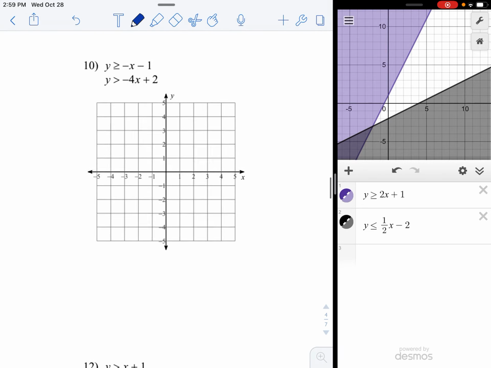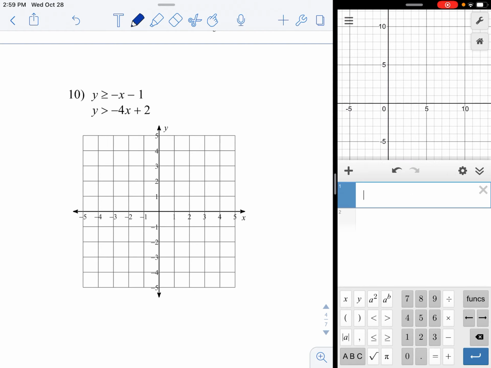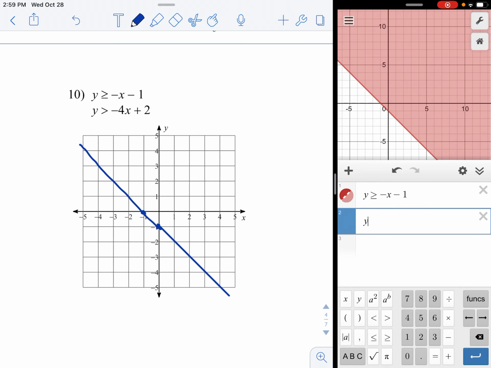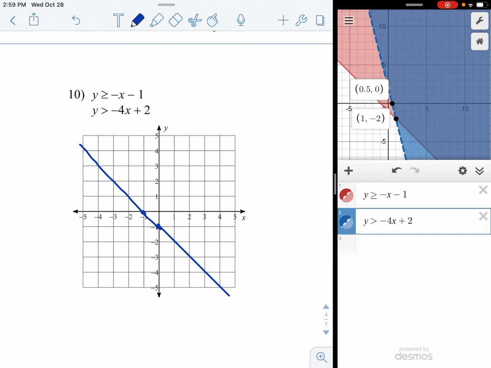All right, let's do number 10. Excuse me. So number 10 looks like I'm going to have a solid line and a dotted line. y is greater than or equal to negative x minus 1. So that is here and here, solid line through there. And I'm not going to shade it yet. The second equation, y is greater than negative 4x plus 2. So it goes through right there, right here, intersects right about there.